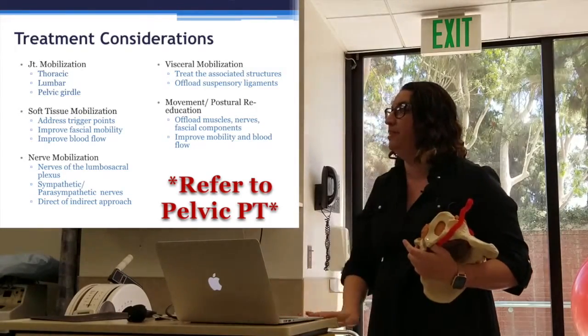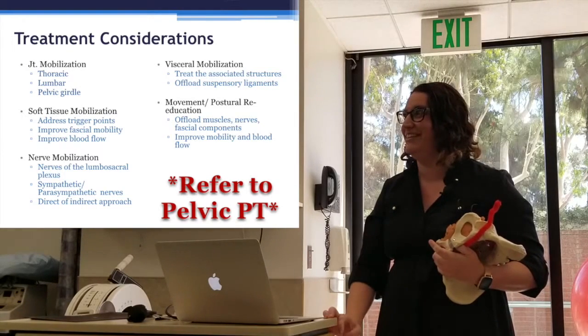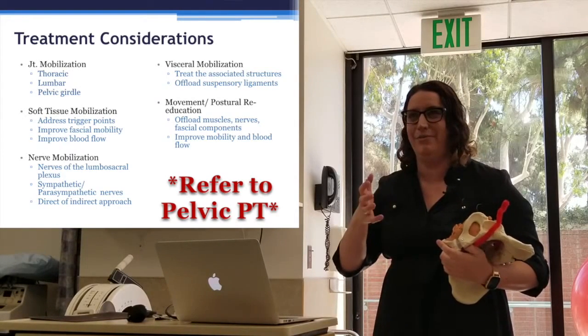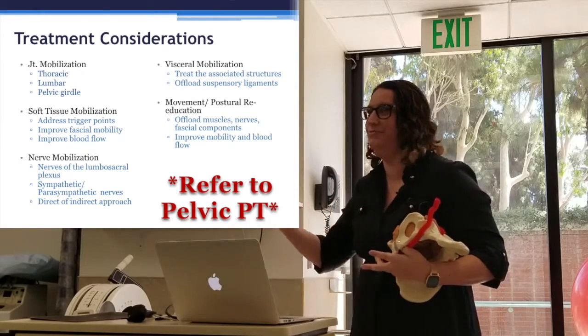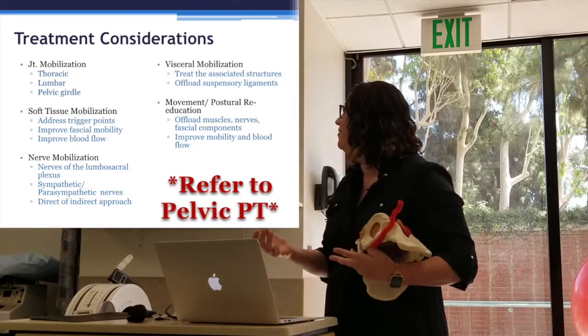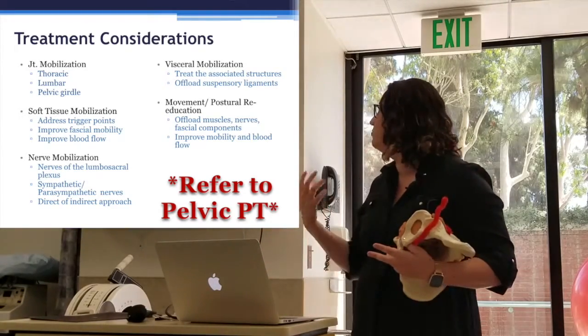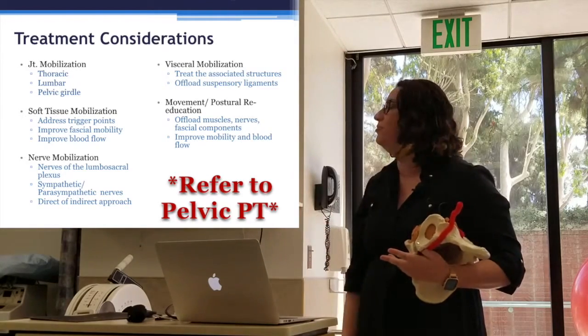And any sort of movement and postural re-education. Again, I think a lot of the time why we develop trigger points in these areas, or why we develop poor fascial mobility or nerve mobility in these areas, is because we sit or put ourselves in a position that may not be the most optimal. So looking at offloading the muscles and the nerves, as well as the fascial components, can be really, really important, as well as improving mobility and blood flow.